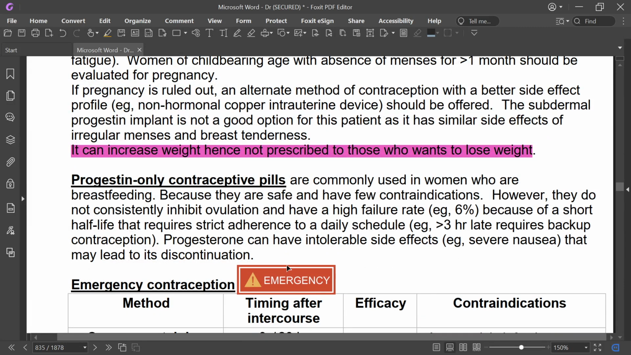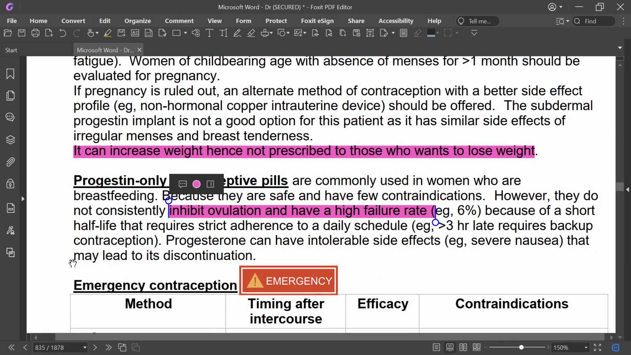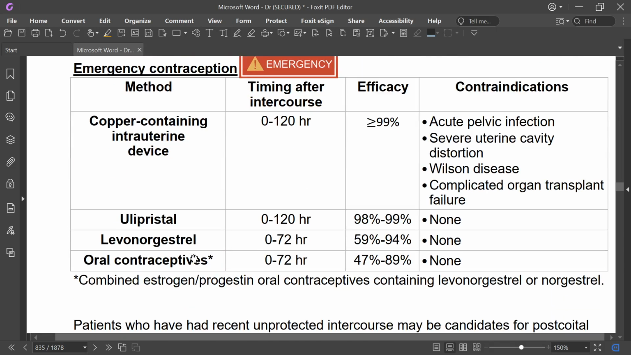POP, progesterone contraceptive pills, are commonly used in women who are breastfeeding because they are safe and have few contraindications. However, they do not consistently inhibit ovulation and have a high failure rate, 6%, because of a short half-life that demands strict adherence to a daily schedule. More than 3 hours late requires backup contraception. Progesterone can have intolerable side effects like severe nausea that may lead to discontinuation.